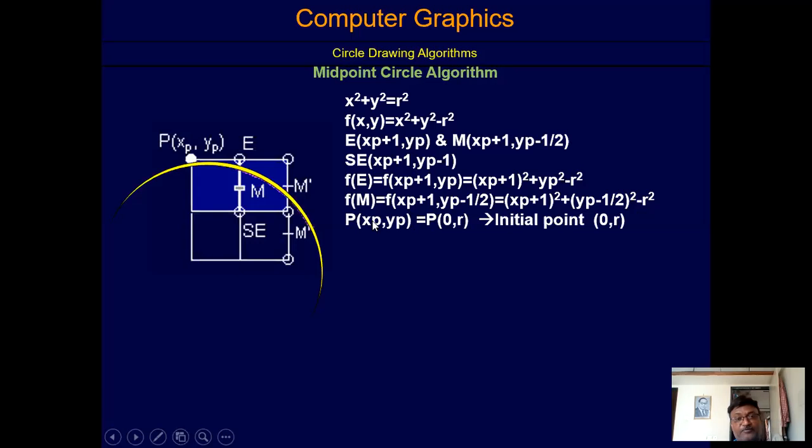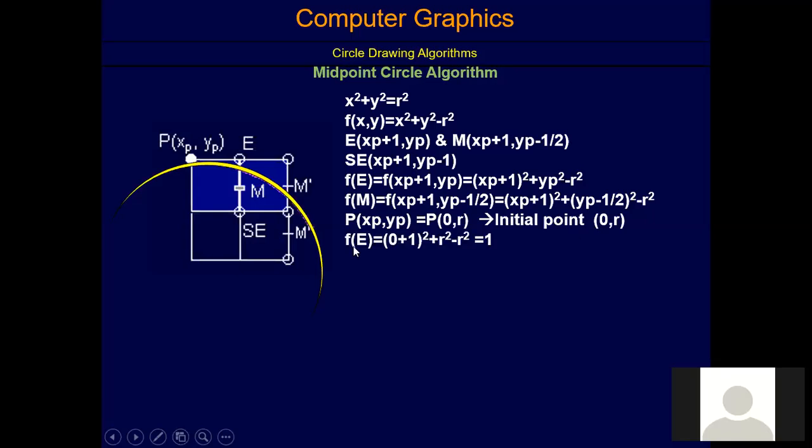So put xp, yp. So that is the value 0 and r. So this is my initial point. That initial point we have already considered in our Bresenham's algorithm. So here also we have considered our point 0, r. So this point I have to put in the equation. Suppose the E point is on the circle, so what is the equation then? 0 plus 1 whole square. So this 0 over here and r here, meaning xp value becomes 0 and yp value is r.